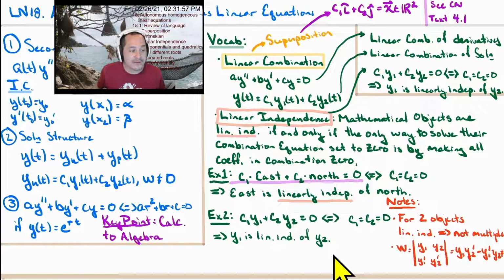What does that look like for us? That looks like C1y1 plus C2y2. Now instead of I hat and j hat, my important things are y1 and y2. If I set that C1y1 plus C2y2 equal to 0, and the only solution to that equation is C1 is equal to C2 is equal to 0, then I would say that the functions are linearly independent. Okay?